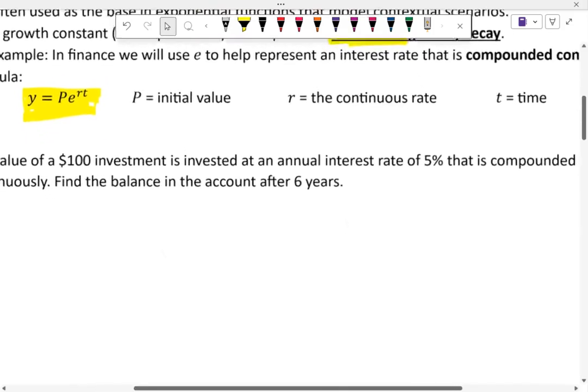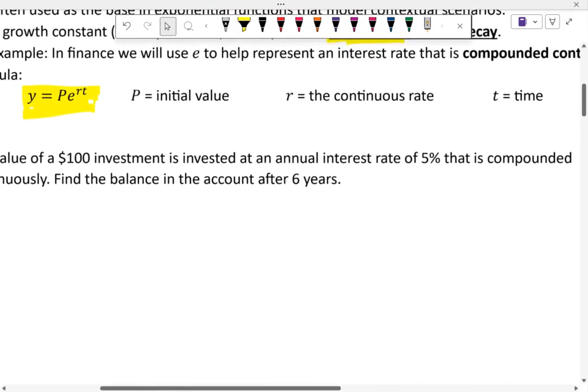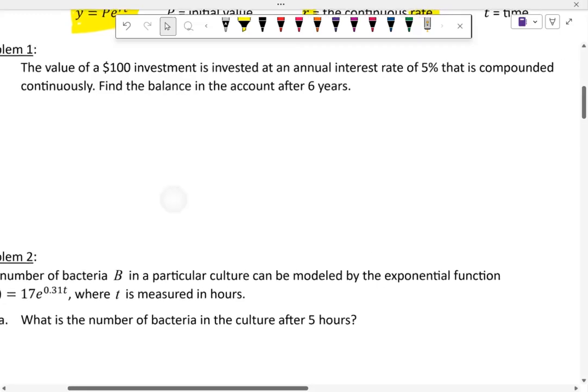Now, in this formula, we have some different variables. We have the variable P. P represents the initial amount, or in terms of money, the principal. It's the principal amount, the initial amount, the starting amount. Our r is going to be the continuous rate. R for rate, should make sense. And t for time. e, again, is not a variable, e is a constant. That is our Euler's number, or our natural number. So let's go ahead and look at problem number 1 and see what we need to do.